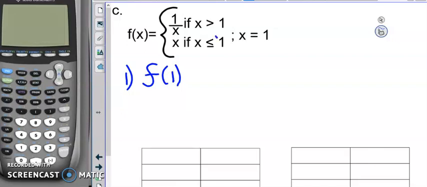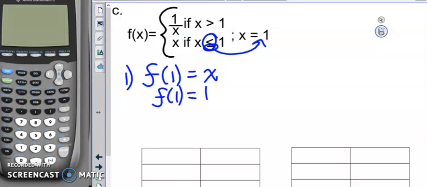We know on this part here, that's where x is less than or equal to 1. So that's where it's equal to 1. That means we have to use that second equation here to work it out. So if we use our second equation, we put 1 in for x. So we get f of 1 equals x, or f of 1 equals 1. So we have a value. We're good.